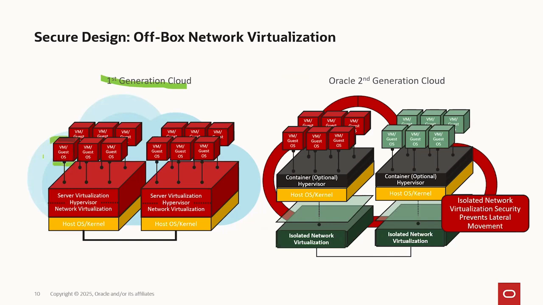So let's say this box down here gets hacked. There's nothing preventing it from going here and then eventually going to these other VMs. Oracle does it differently from first gen because it uses a custom-designed smart NIC that isolates and virtualizes the network. The smart NIC is isolated by hardware and software from the host, which prevents a compromised instance from compromising the network. Oracle maintains greater external control of host network functionality and can help prevent network traversal attacks.